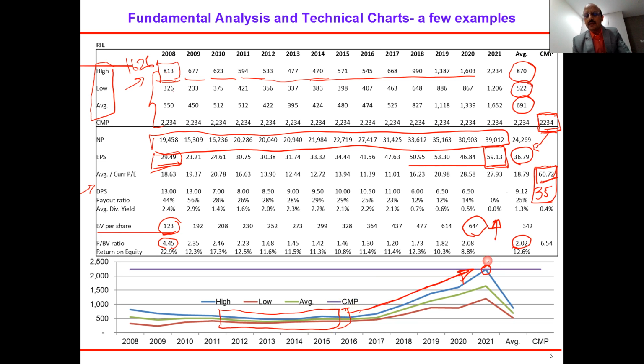And today, if you see here, the purple line is the current market price of the share, 2234, which is very close to the peak level achieved recently. The blue line is the average of the high, the green line is the average of the average, and the red line is the average of the bottom price achieved in the last 14 years.